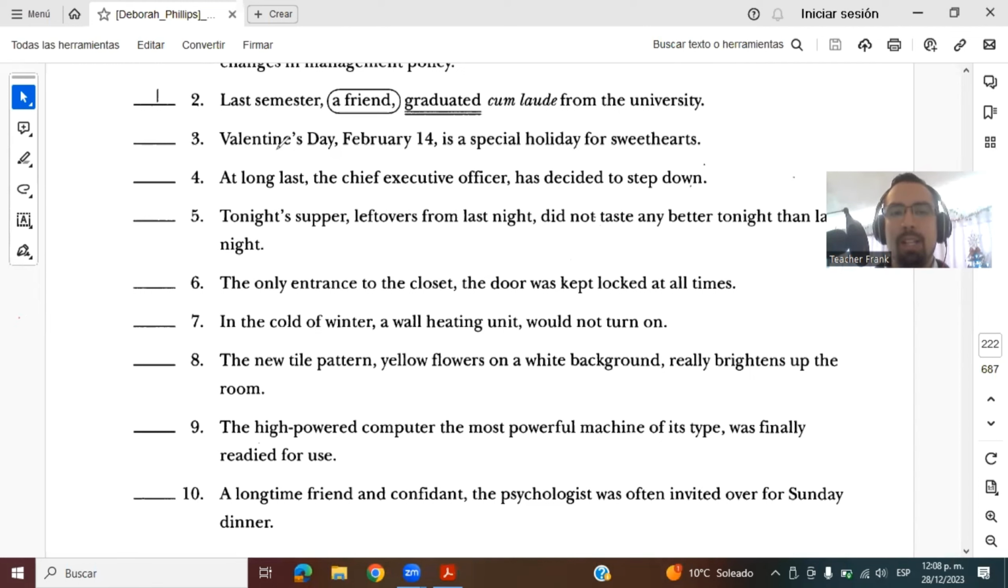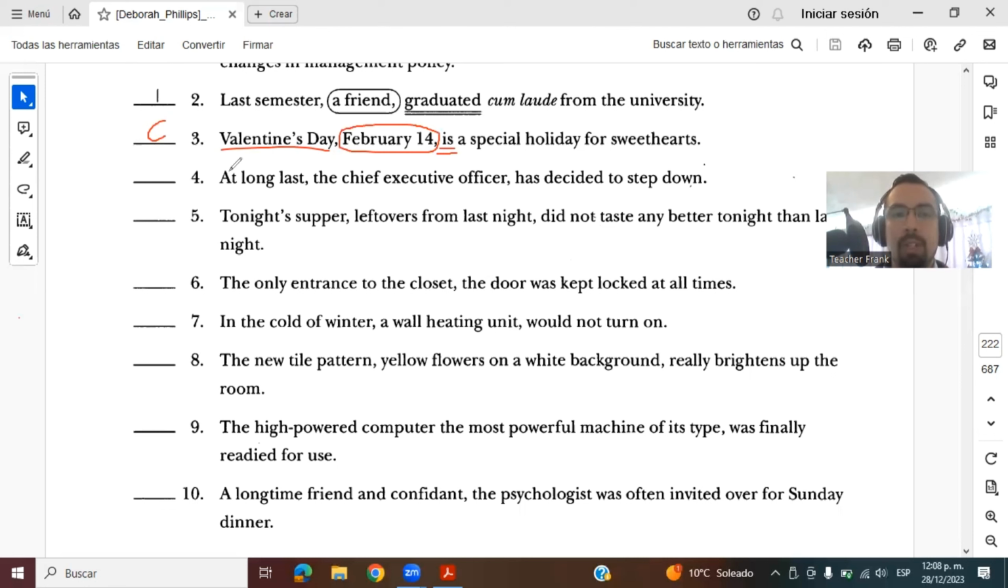Number 3 says, "Valentine's Day, February 14th, is a special holiday for sweethearts." Is is my verb. We have the appositive here between commas, February 14, and it's the same as Valentine's Day, which is my subject. So it is correct. Number 3 is correct. Yes.